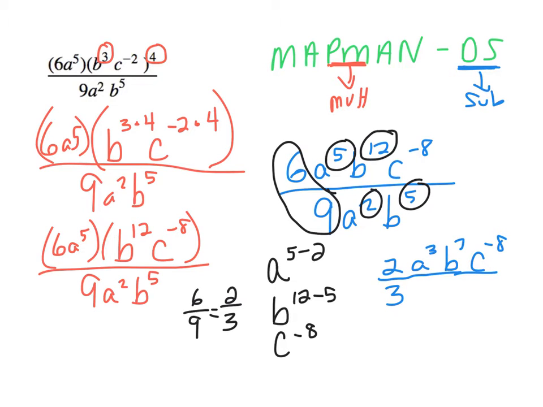Now at this point I'm almost done, but when I look, I can't end my problem with a negative exponent. So here I've got a negative exponent, so we're going to have to take that c with the negative 8, and we're going to have to cross the line, move it to the bottom, and change the sign of our exponent. So our final answer to this is 2a to the 3rd, b to the 7th, over 3, and then we're going to cross the line with our c and change the sign. And that's my final answer.